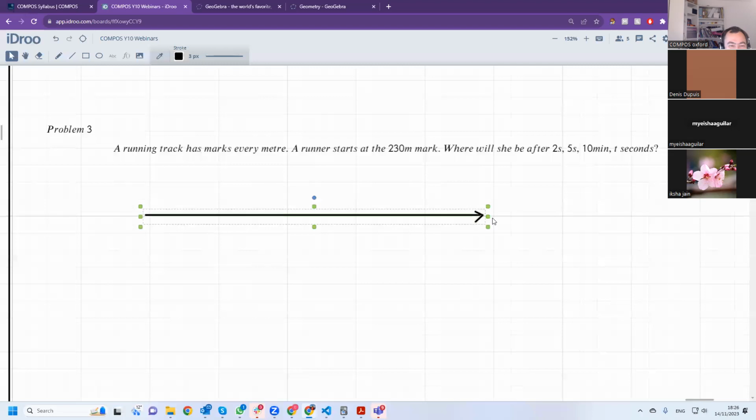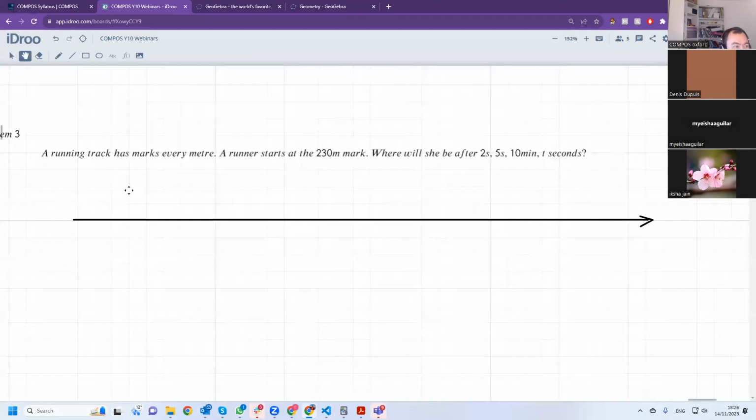Okay, so a running track has marks every meter. So you can imagine a running track which has marks 1, 2, 3, 4, 5, 6. So the runner starts at 230 meters. Where will she be after 2 seconds?